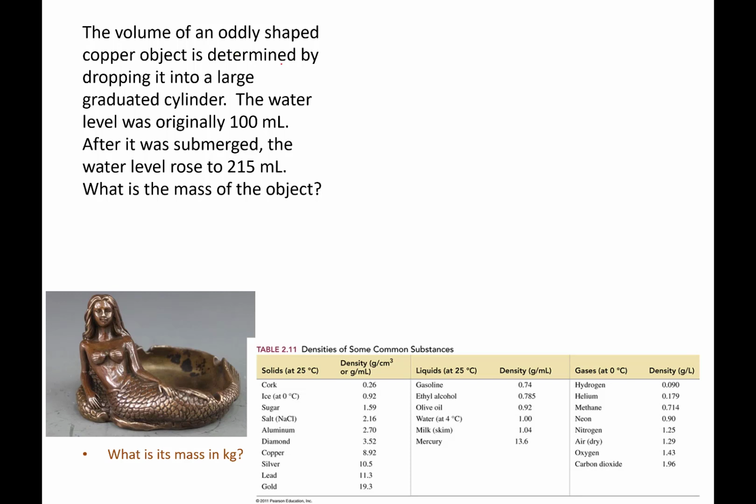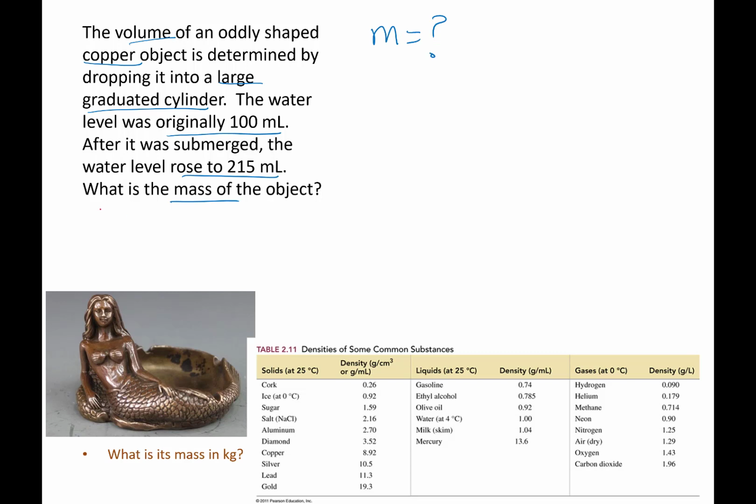An oddly shaped copper object, its volume is determined by dropping it into a very large graduated cylinder. The water level was originally 100 milliliters. After it was submerged, the water level rose to 215 milliliters. I want to know what is the mass of the object. Now, this is a couple-step problem. So the mass is what we're looking for.